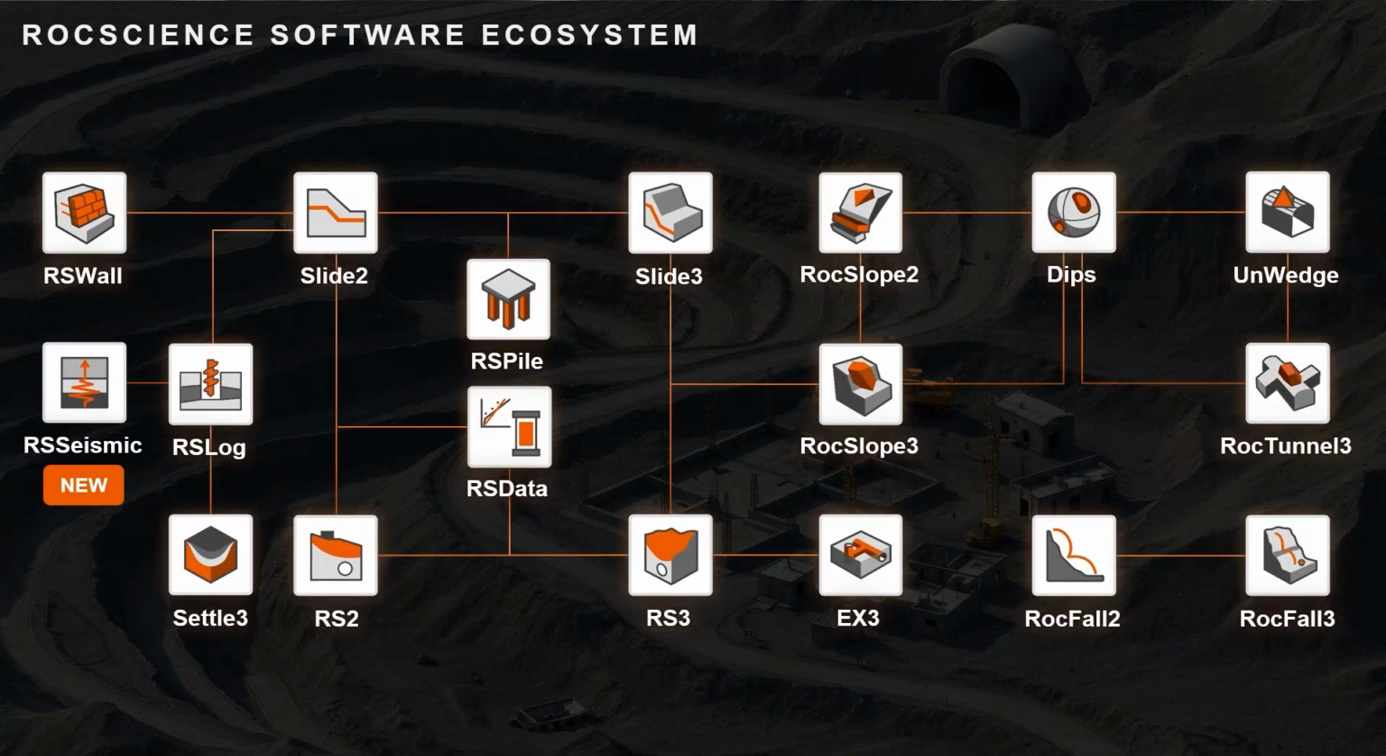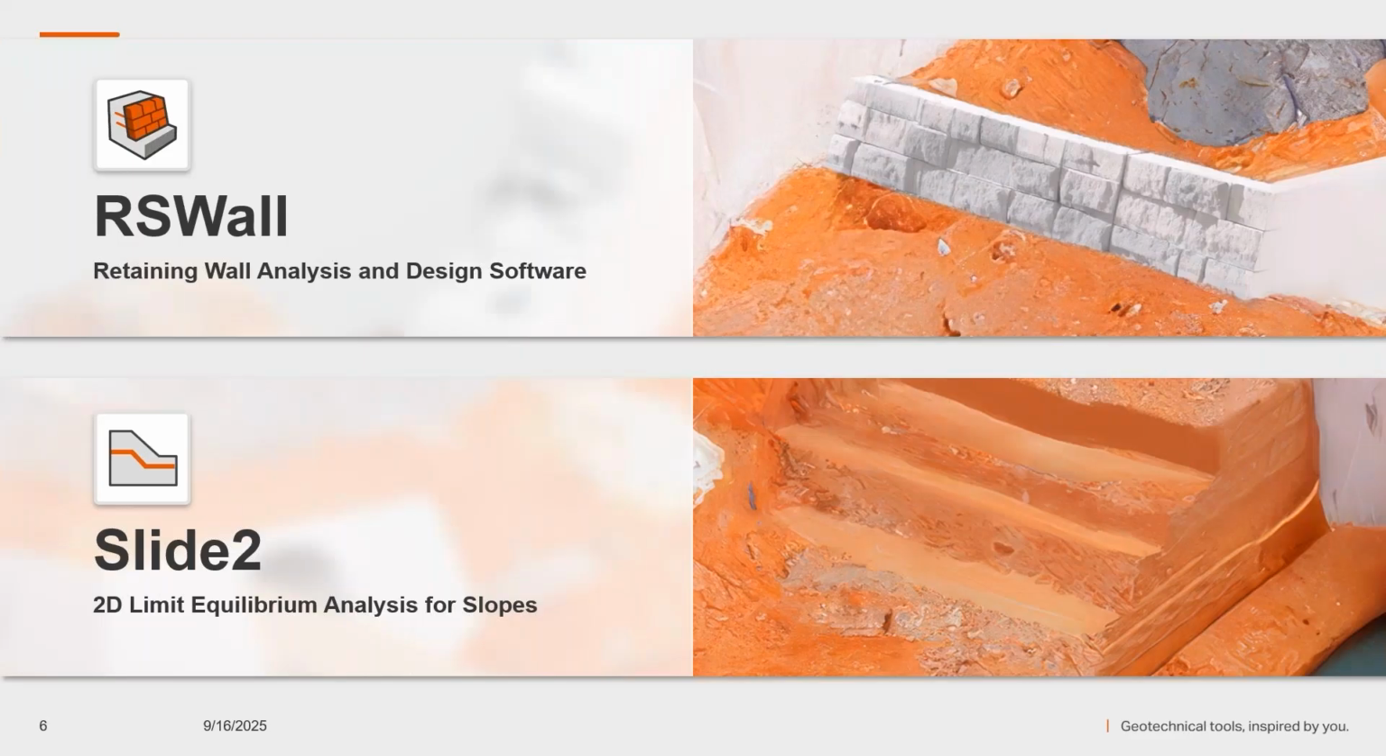This is the ecosystem of Rock Science. Basically, it shows how the programs that we develop integrate with each other. For example, Slide 2 is integrated with RSWall, RSLog, RSFile, RS2, and Slide 3. Since all these programs are developed in-house, we can easily integrate them. In today's webinar, I'm going to talk about 2 different programs, RSWall and Slide. Mostly the focus is on RSWall, and we will show you how different features in RSWall work.